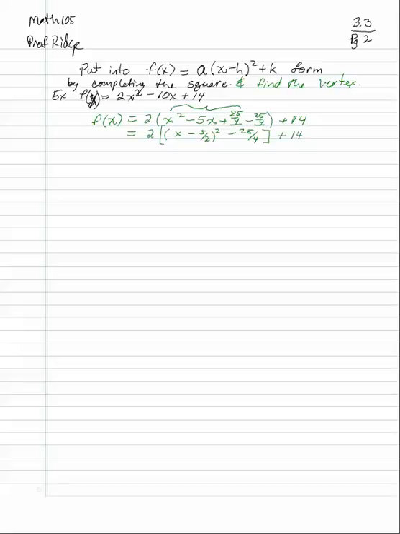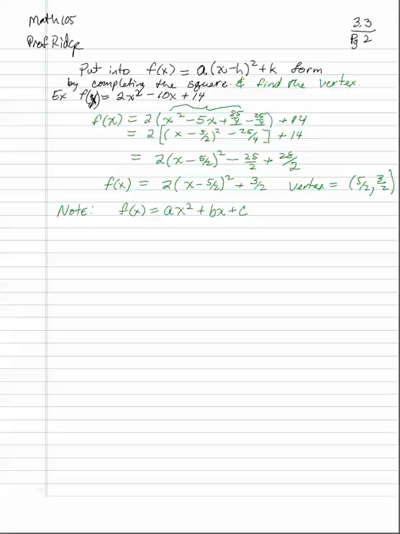Now to simplify this, you have to distribute the 2 with the parentheses. So 2 times (x - 5/2)^2, and then 2 times the 25 fourths, which is 25 halves, plus 14, which is 28 halves. Then we combine like terms, so we get 2(x - 5/2)^2 + 3/2. Okay, so the vertex is 5 halves, 3 halves. Remember, change the sign of the x, leave the y alone.